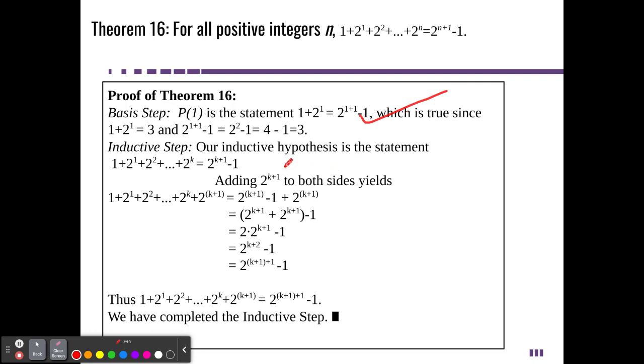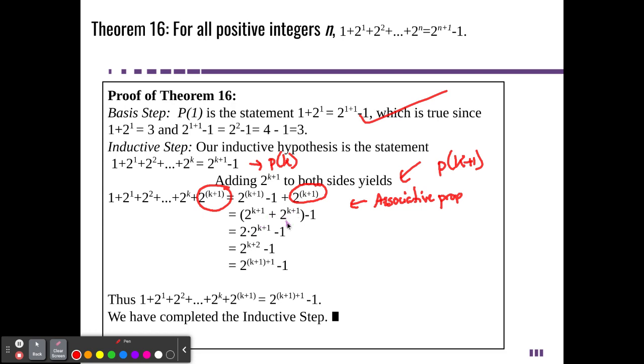All right, inductive phase. In the inductive phase, this step right here is our P of K. What we're going to do now is show P of K plus 1. To do that, you can see that I added 2 raised to the K plus 1 to both sides. And then I was able to rearrange through the associative property. I was able to rearrange this and just move things around.